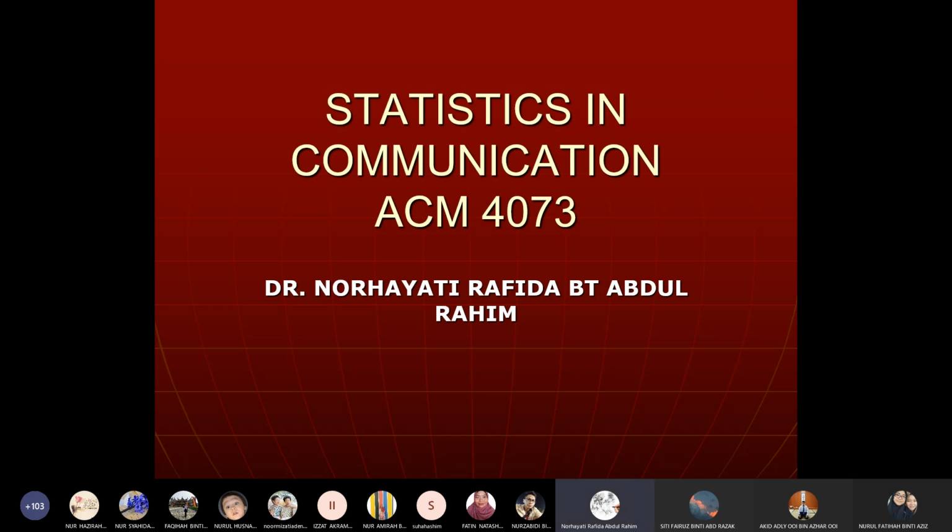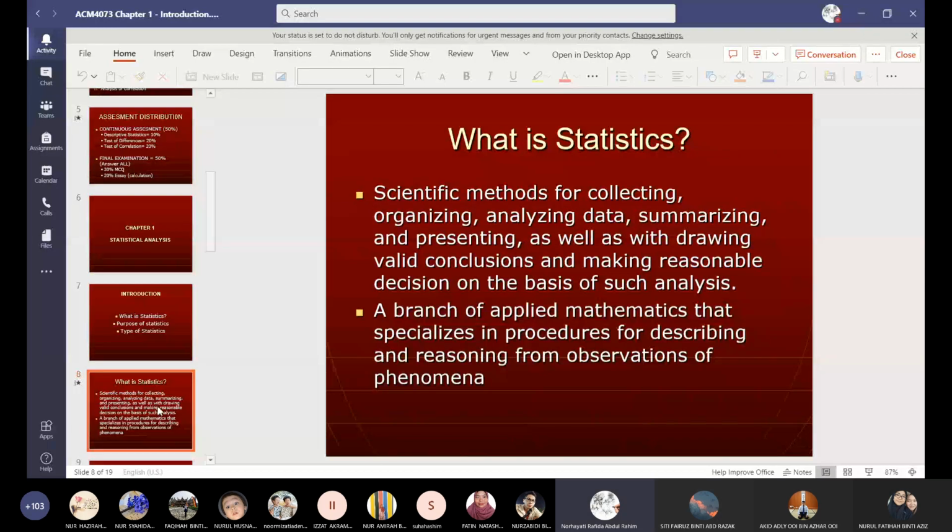Okay, what is statistics? Purpose of statistics and type of statistics. Statistics is a scientific method for collecting, you collect data, organizing, analyzing data, summarizing, and presenting, as well as drawing valid conclusions and making reasonable decisions on the basis of such analysis.